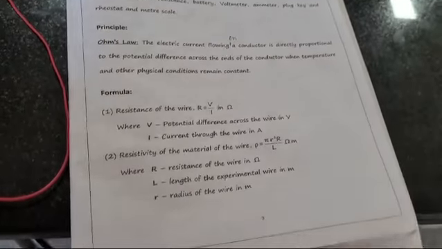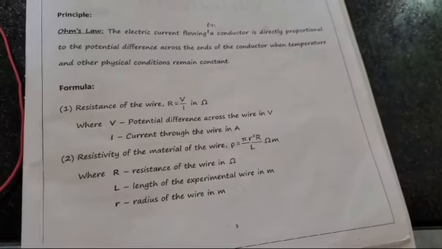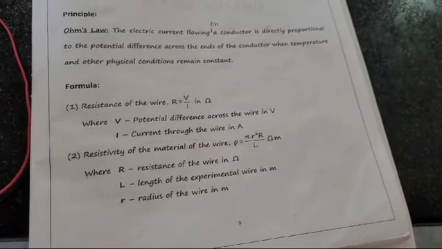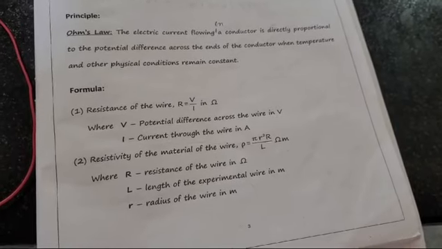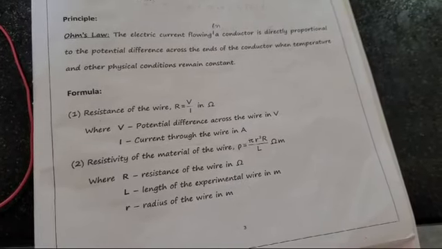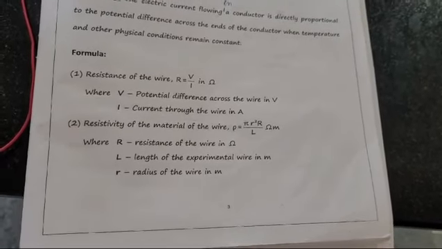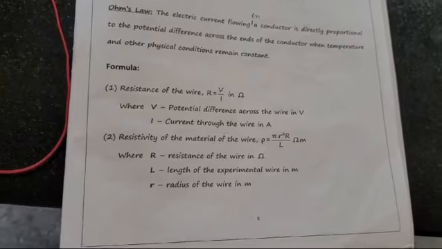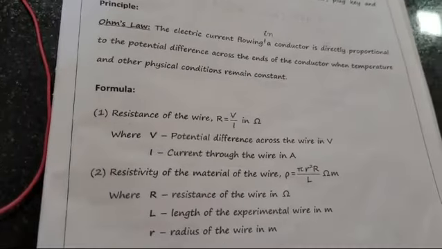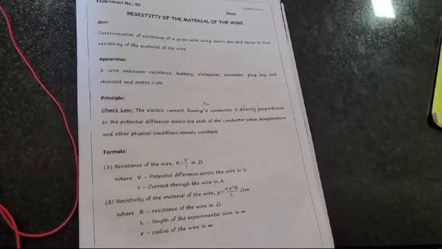The formulae used are: resistance of the wire R is equal to V by I in ohms, where V is the potential difference across the wire in volts, I is the current through the wire in ampere. Resistivity of the material of the wire, denoted by rho, is equal to pi into small r square into capital R divided by L in ohm meter, where capital R is the resistance of the wire in ohm, L is the length of the experimental wire in meters, small r is the radius of the wire in meter.